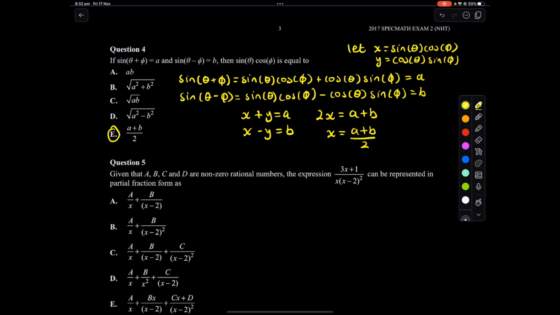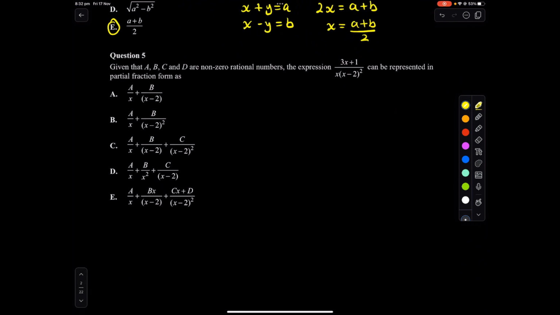Which one would it be? E. Question 5. Given that a and b and c are all non-zero rational numbers, the expression this can be represented as a partial fraction form as well. Nice and easy. So I know for a fact that this over here can be written as, because it's linear, a over x, plus, because this one's squared, we can write it as b over x minus 2 plus c over x minus 2 squared. So yeah, perfect. So which one would that be? C would be the answer for that one.